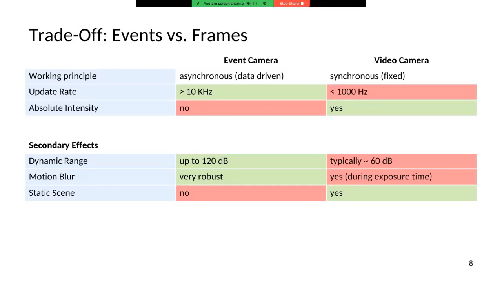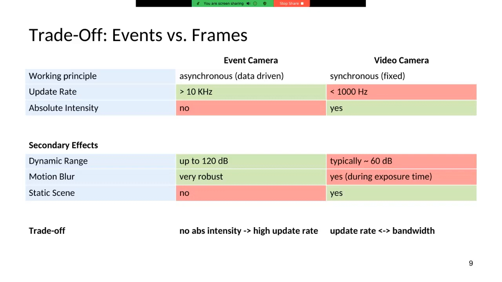Then motion blur is also an interesting topic, because the event camera, due to its working principle, doesn't have an exposure time. So it doesn't really have the motion blur that you would expect from a standard camera. It still has some effects. When you're in a darker environment, you have trailing events as a result of how these event cameras work, but they're typically very robust to these effects. And also, due to the working principle, if you have a static scene, we don't really observe anything, while the video camera, of course, can.